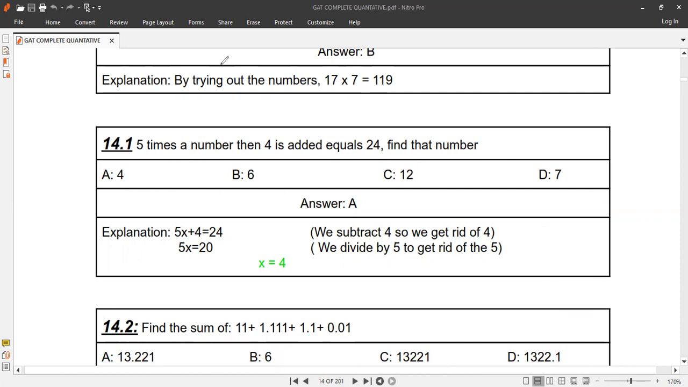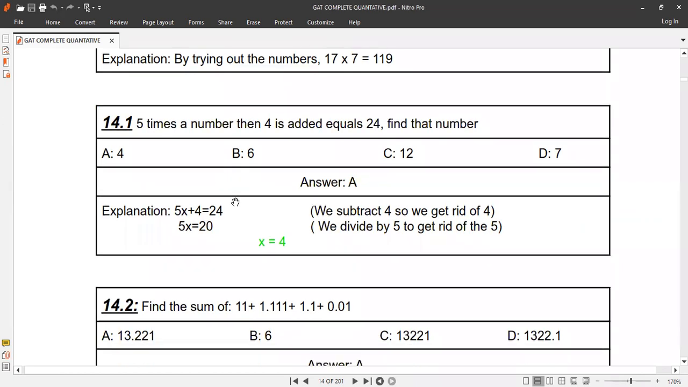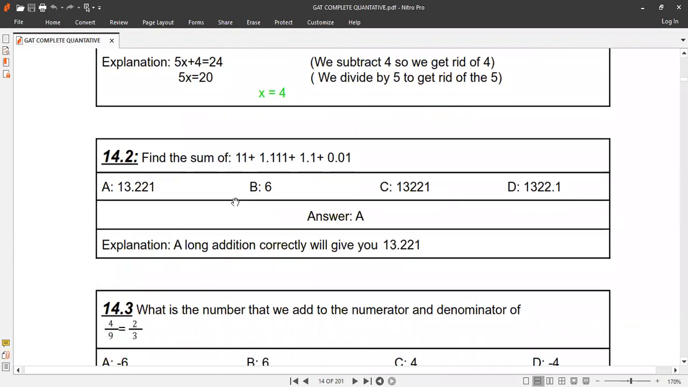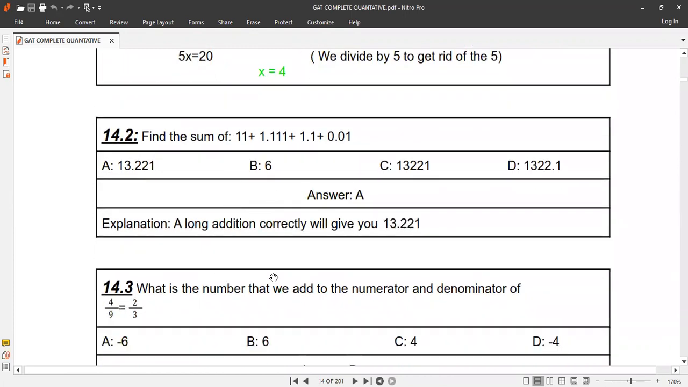Another question. What is the number that we add to the numerator and denominator of 4 over 9 to become 2 over 3? So actually 4 over 9, if you divide by 2, they are equivalent fractions, by the way. But here we need to add a number. So we try out the options.